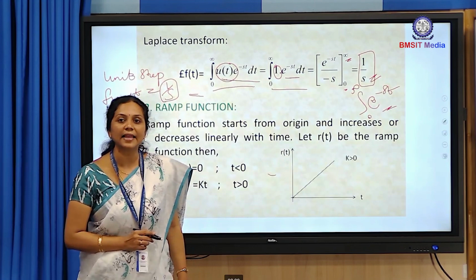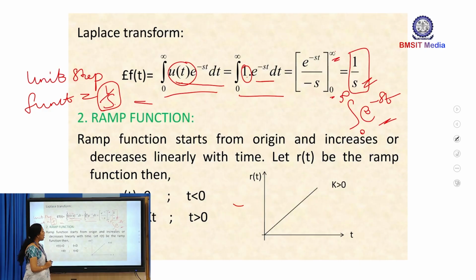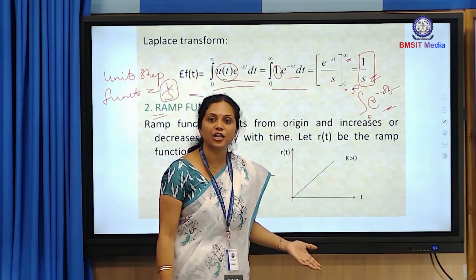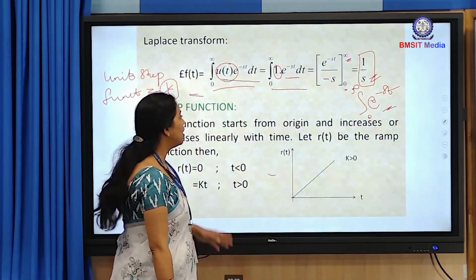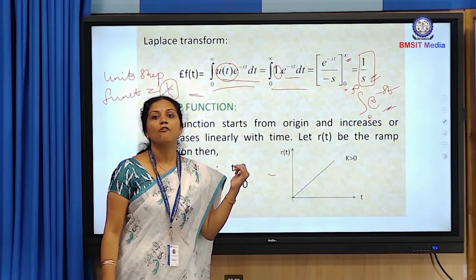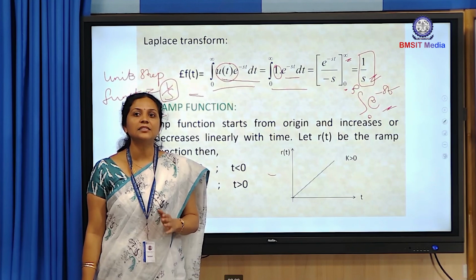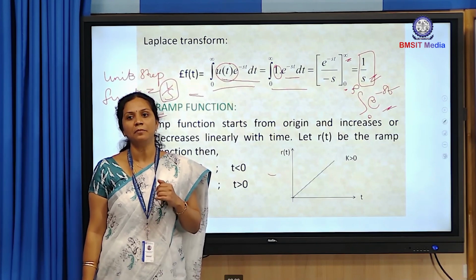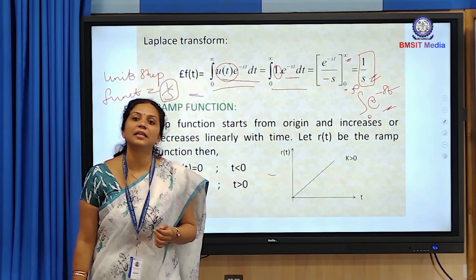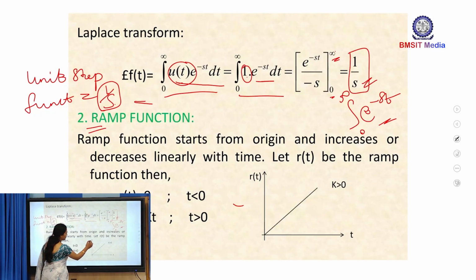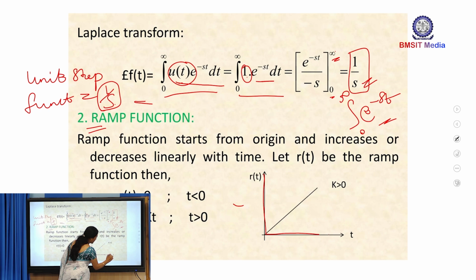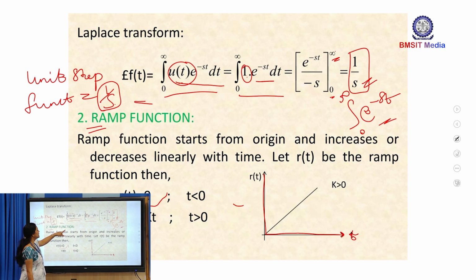Now, let us move on to the second function, or the second standard input. Let us see the second one, which is called the ramp function. Instead of the step function, let us consider the ramp function. What is the definition of this ramp function? The ramp function starts from the origin, and increases or decreases linearly with respect to the time t. Here, let r of t be the ramp function. This is nothing but the time which is varying with respect to the time t. So, we can say that the ramp function starts from the origin.